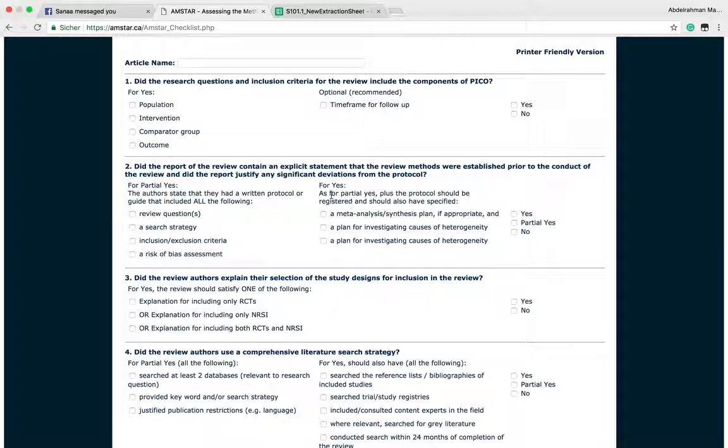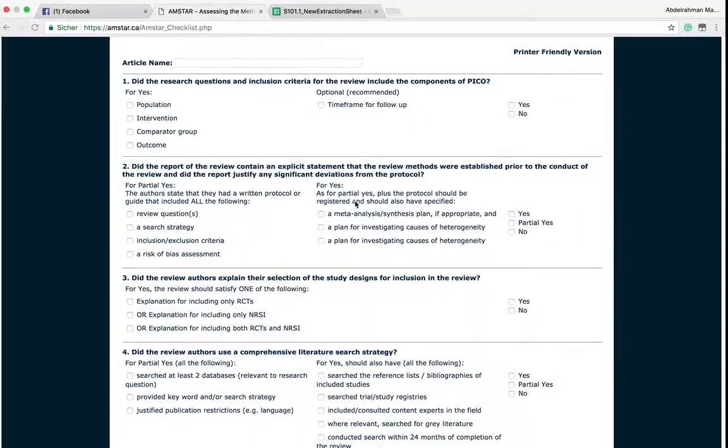So that's for if we write yes, so we have to check all those for the partial yes, and we should have also another specification here. So did they have the protocol registered? So they have no protocol, so we'll write partial yes.